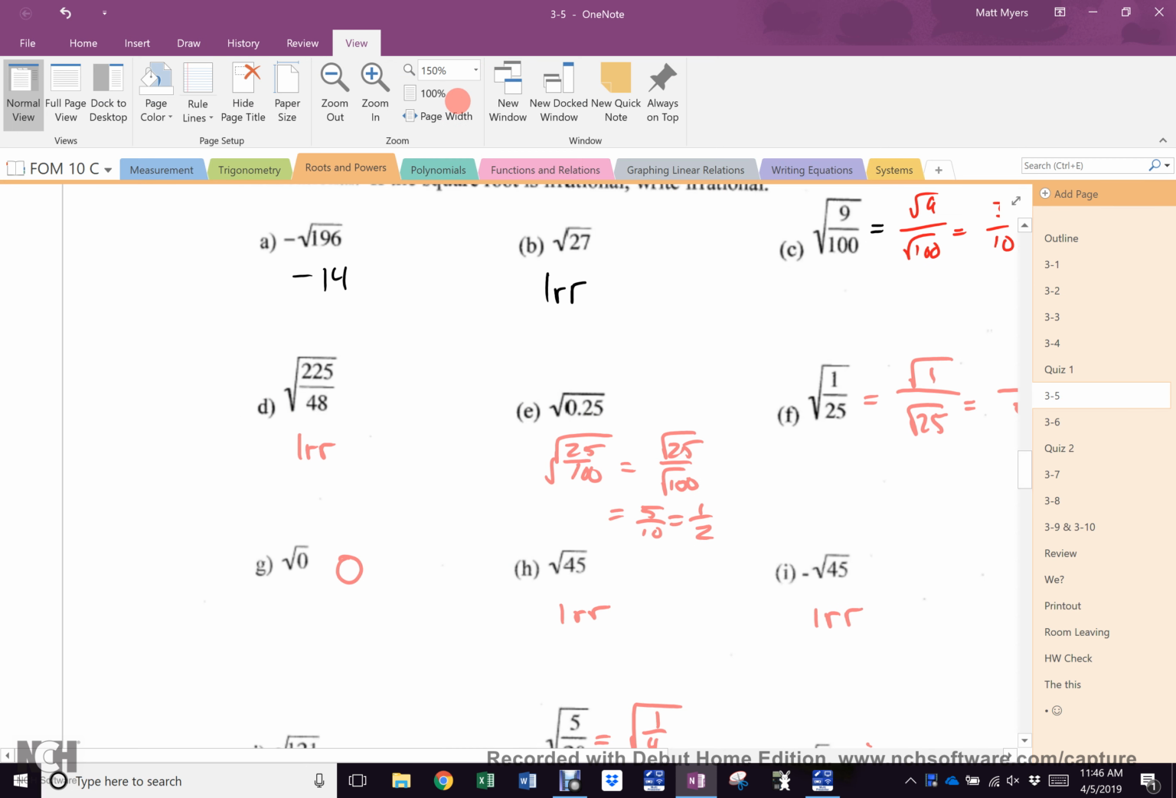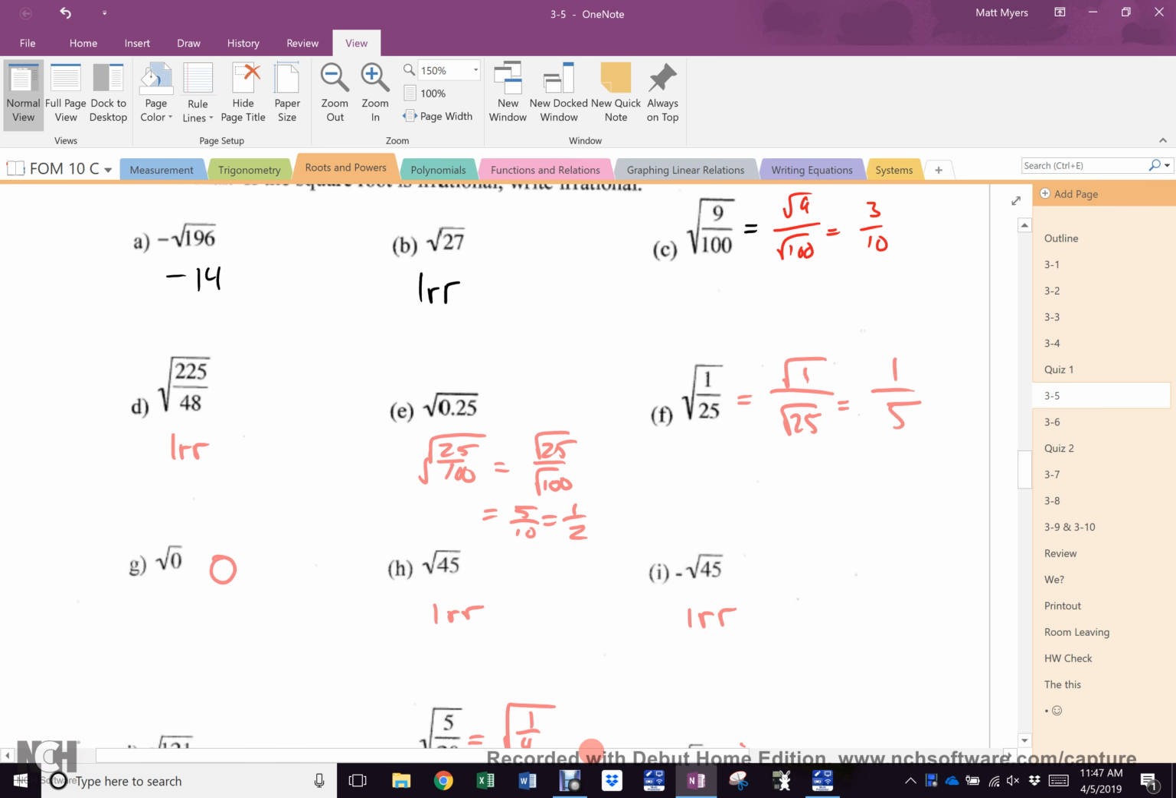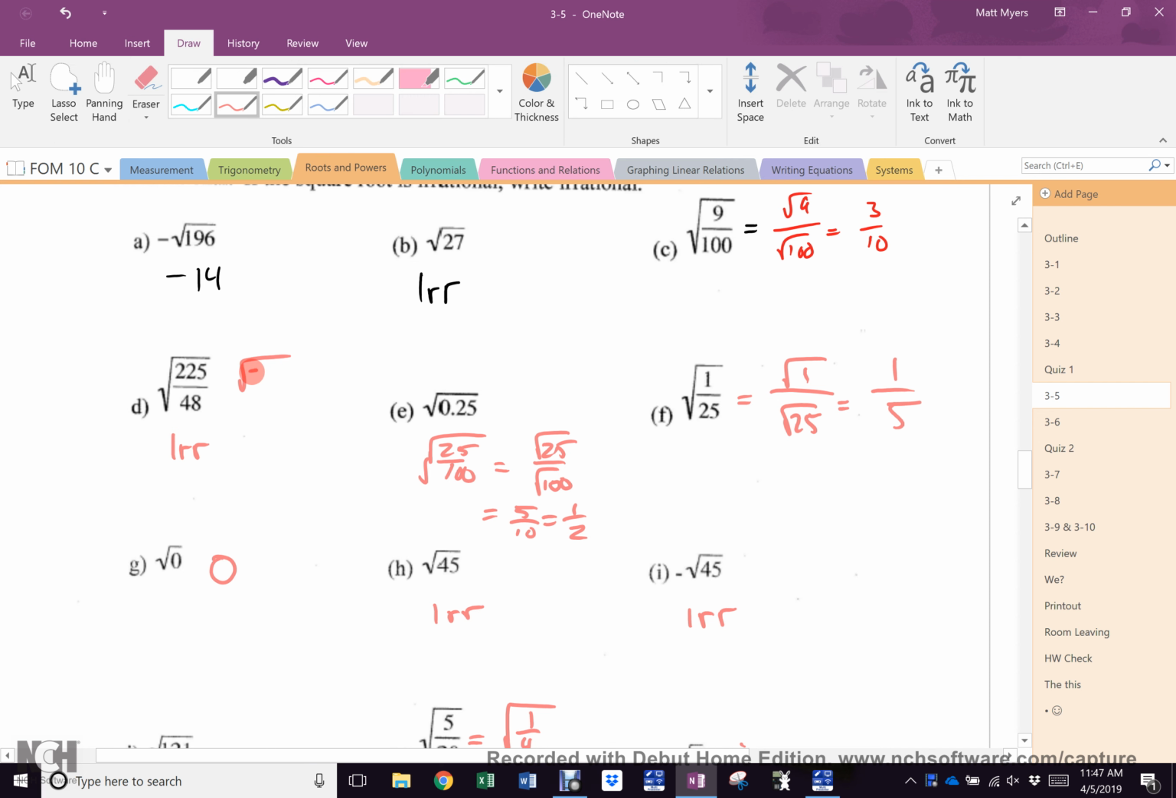It'll all come together today. So this one, of course, was the root of 225 over the root of 48. And 48 doesn't have a root. It's not on our list, so that's why that one's irrational. And then the rest are pretty self-explanatory. Ends up being 1/2, 1/5, 0, irrational, irrational.